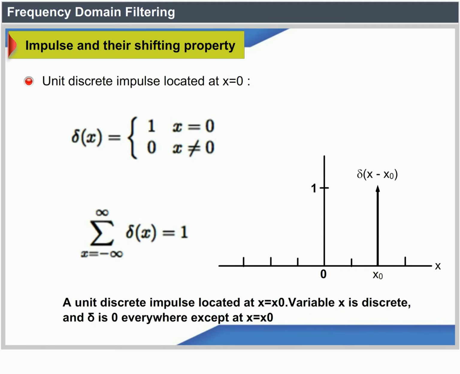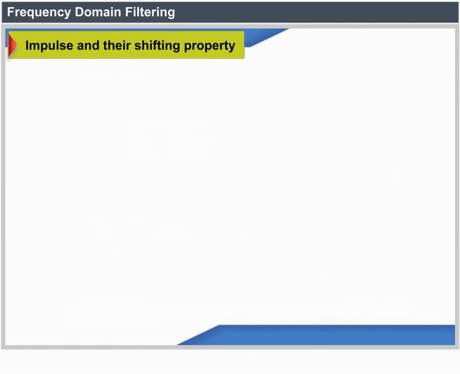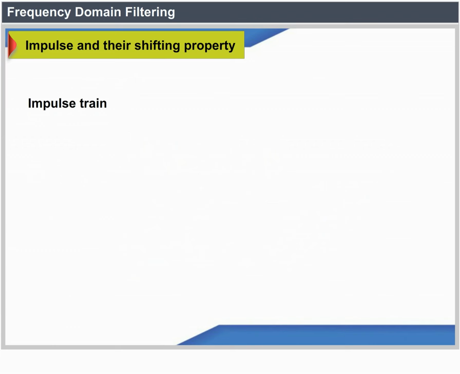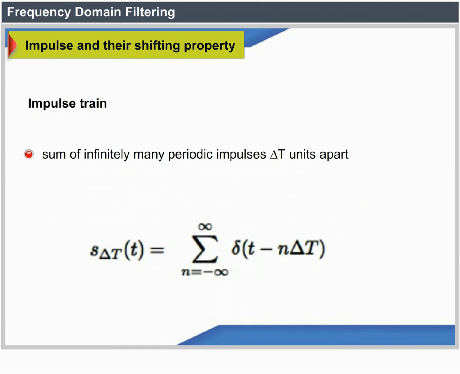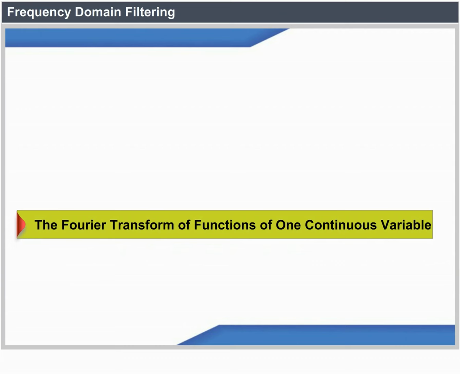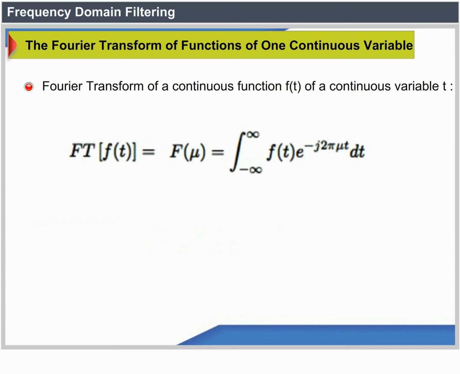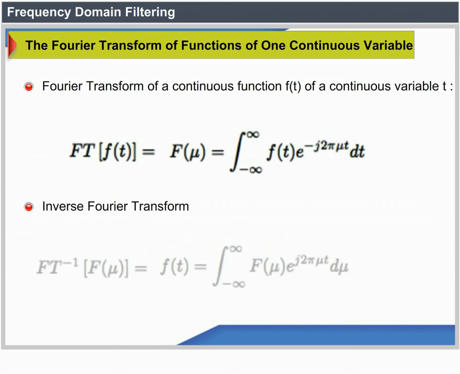The Fourier transform of functions of one continuous variable. Fourier transform of a continuous function f of t of a continuous variable t is as shown on the screen. Inverse Fourier transform is also shown on screen. Example is as shown on the screen. Example 2. Fourier transform of a unit impulse located at the origin is as shown on screen. Periodic function with period delta t will be as shown on screen.